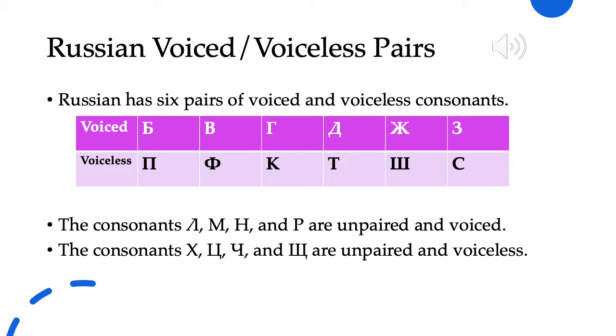There are also some consonants that are unpaired. The consonants L, M, N, and R are unpaired and they are voiced, while the consonants kh, ts, ch, and shch are unpaired and they are voiceless. We will talk a little bit more later about how they affect other consonants around them, but for the most part, they are not part of the system that we are about to discuss. Only the consonants in that purple chart on slide 3 of the PowerPoint are in this system of devoicing that we are about to discuss.